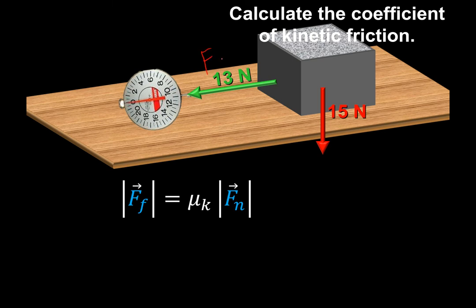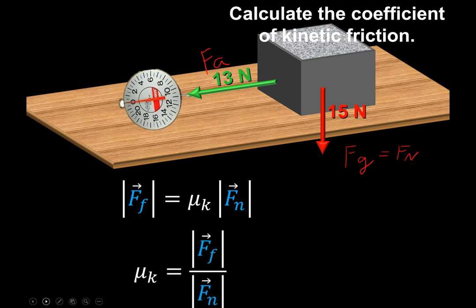So this is our force applied. This is our force of gravity. Is it on an inclined plane? Kind of looks like it is, but the answer is no. And so our force of gravity equals our force of normal. We're looking for our mu. So you can go ahead and manipulate. All I did was divide both sides by force of normal to get our mu, the force of friction divided by force of normal.